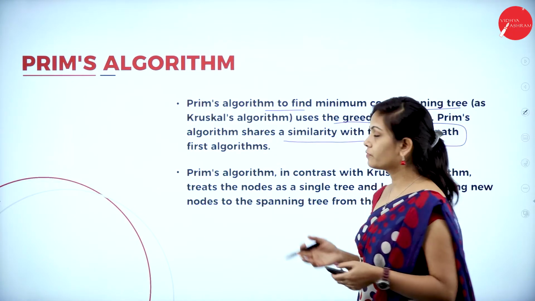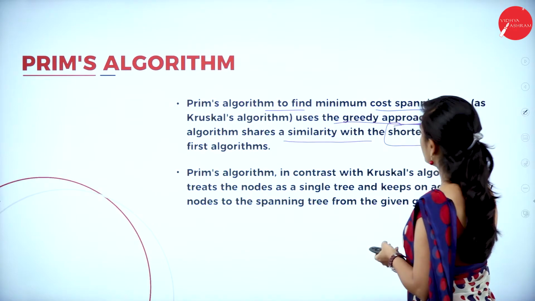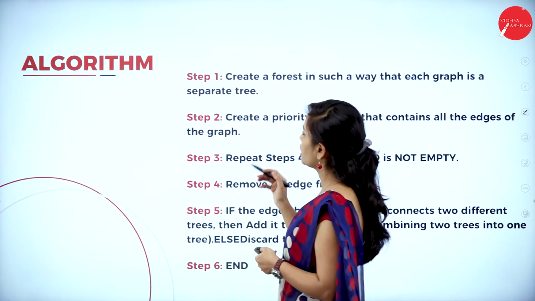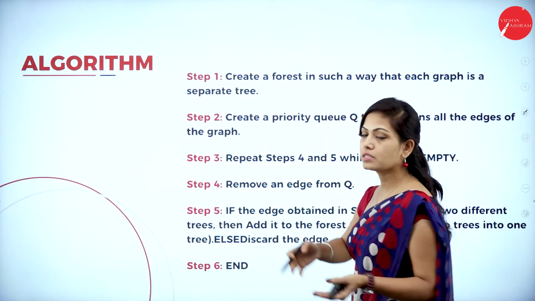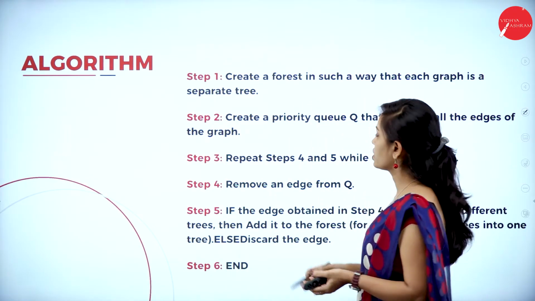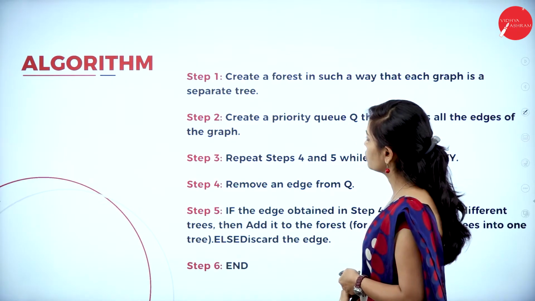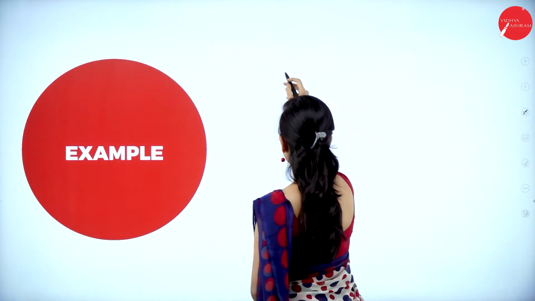So what is the role of this Prim's algorithm? In Prim's algorithm, we are finding the shortest path first. Clear? Now the algorithm is very simple. Same as we have studied in Kruskal's algorithm, you can write the steps for Prim's algorithm also. Now, I'll give one example for Prim's algorithm.